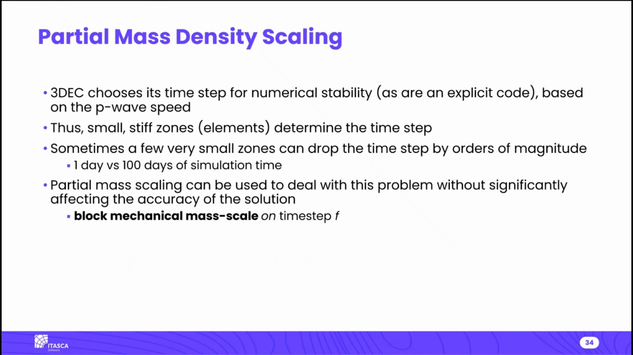And often you don't really care about the accuracy of the waves around these tiny zones. You could imagine a case where you've done a bunch of these cuts and you've got some tiny, tiny zones off in the corner somewhere, and they're killing your time step, and you don't really care about the fact that, when your wave passes by them, it might get messed up because it's off in the corner somewhere. So what we have is this concept of partial mass density scaling. And so what you can do is just find the smallest, stiffest zones and scale them without necessarily scaling all of the zones in the model or all of the grid points in the model.